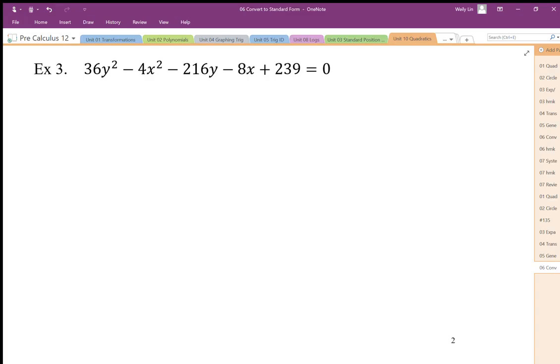We could try to identify what this is. It looks like it's a y squared minus x squared. So it looks like a hyperbola, and we don't know if it's trans x or trans y.